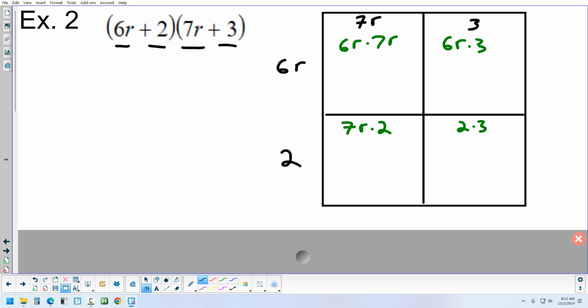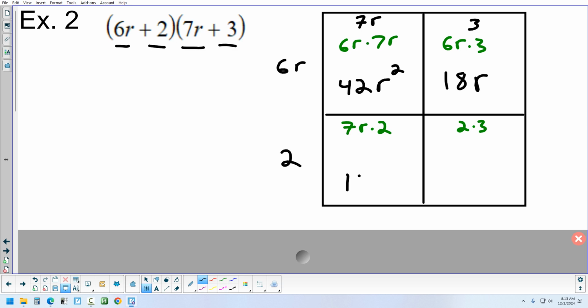6r times 7r. Emily, when I do 6 times 7, what does that give me? 42, perfect. And we know it's going to have an r, but we got to add the exponents up on the r's we have. So it's going to be 42r to the what power? Second. Yep, it's going to be 42r to the second. Perfect. Okay, the one in the upper right, 6r times 3. Okay. Multiply the big numbers together. What's 6 times 3 giving? 6 times 3, 18r. Yep, 18. And this one is just an r to the first because there's no other r to add an exponent with it. Perfect.